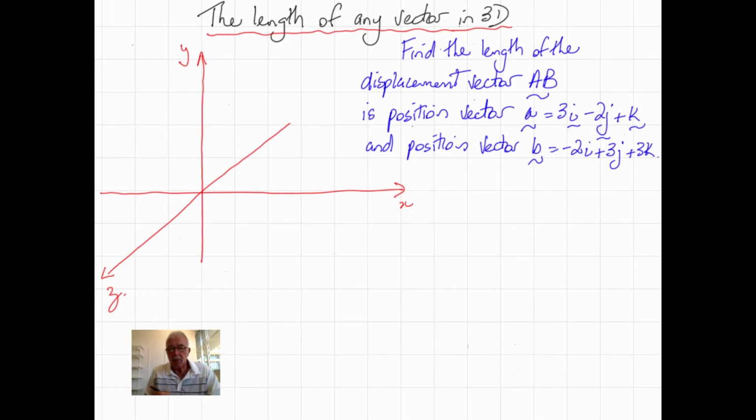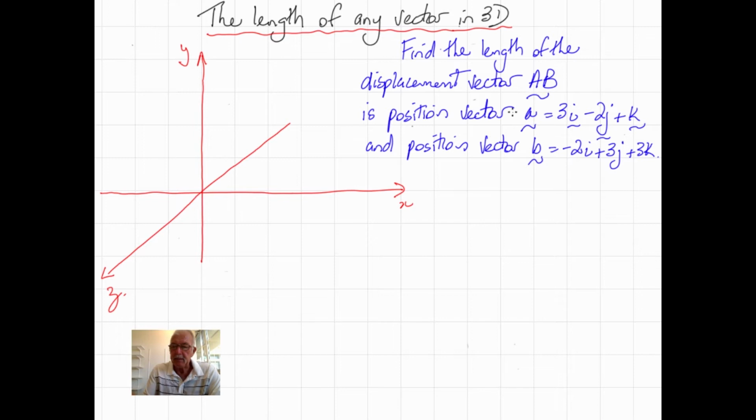Sometimes it's useful in 3 dimensions to be able to find the length of a vector using the absolute value of the vector. Here we have a situation where we've got to find the length of a vector. Displacement vectors start and finish in space, whereas position vectors always start at the origin.